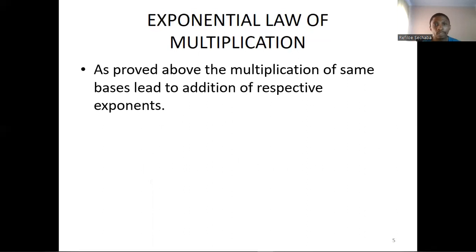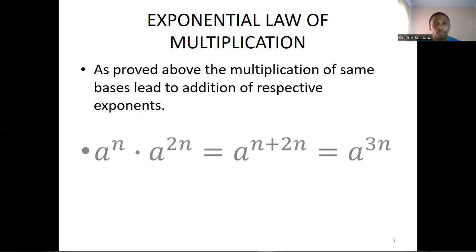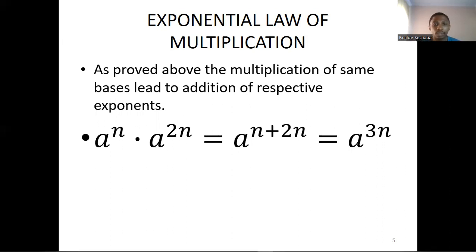As proved above, the multiplication of same bases leads to addition of respective exponents. In essence, if I gave you a, which is a base, to the exponent of n, multiplied by a to the exponent of 2n, I will simply write that as a single base. I will keep the base and simply add the exponents. That will lead me to a to the exponent of n plus 2n, and that will give me a to the exponent of 3n.